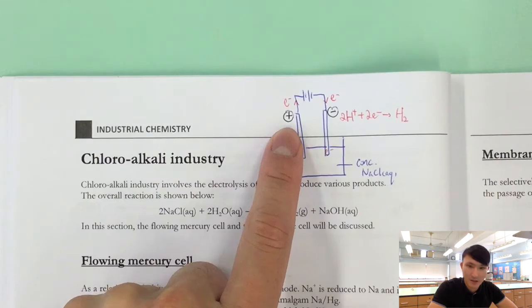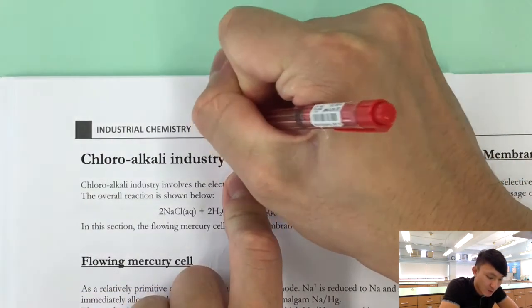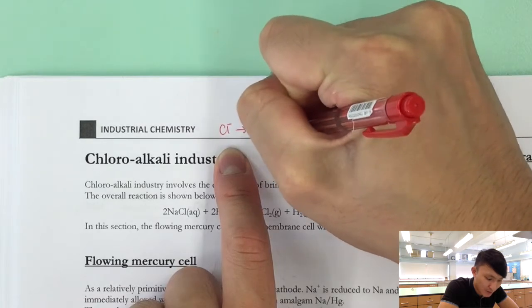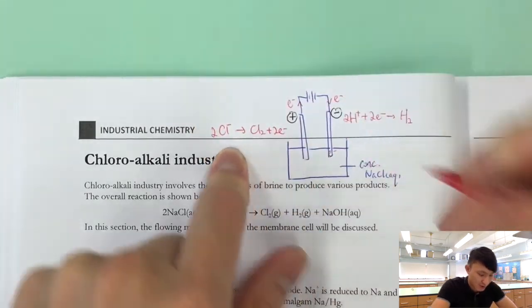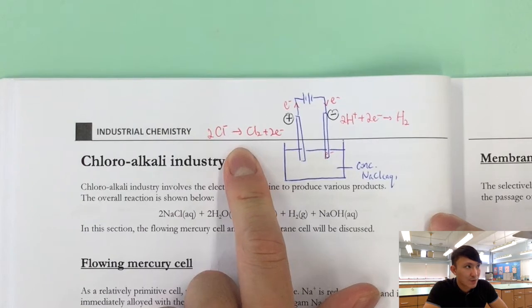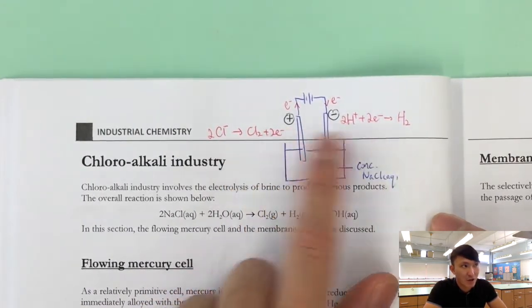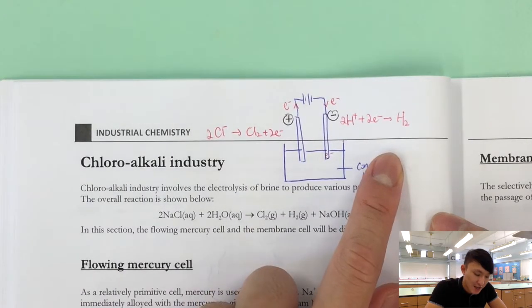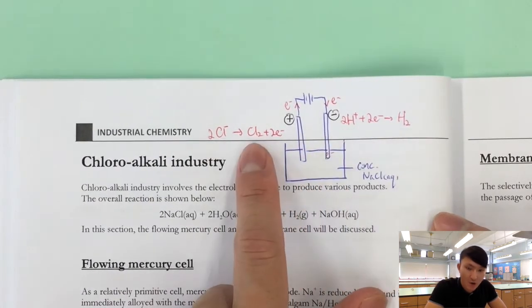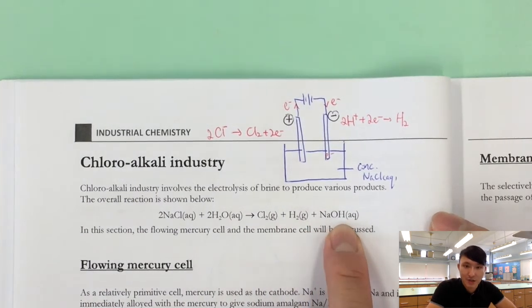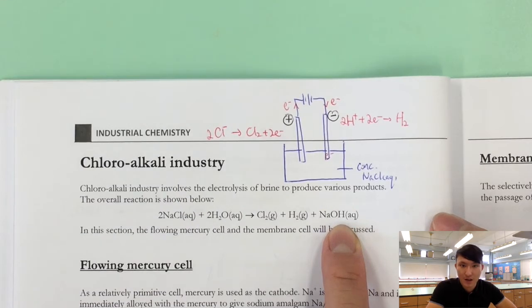Therefore, at the positive electrode, we expect Cl- forming Cl2 plus 2 electrons. So these are the two main half equations going on, and you can see how hydrogen and chlorine are two of the three products. Now, what about sodium hydroxide? How do we form sodium hydroxide?